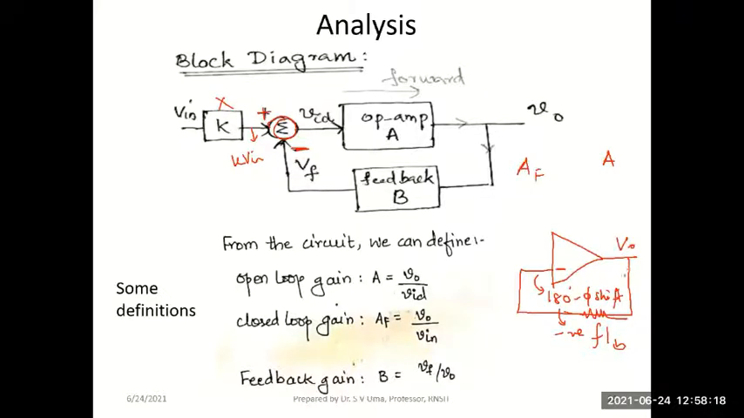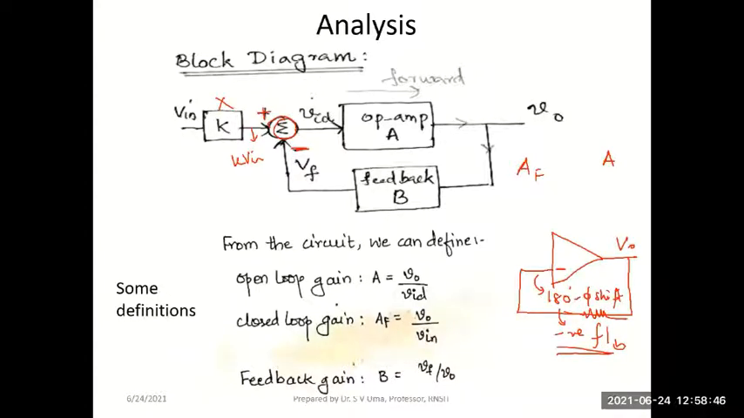The output can be given back directly to the inverting terminal or through a resistor or through a set of resistors, capacitors, whatever. As long as you connect the output to the inverting terminal, it is always negative feedback. Please remember that. So we are talking about only negative feedback now. We have given the feedback signal as the second input.